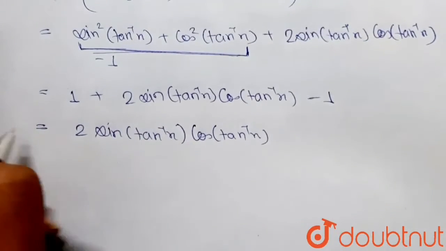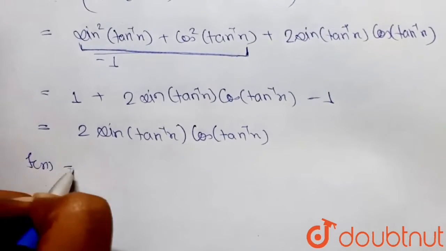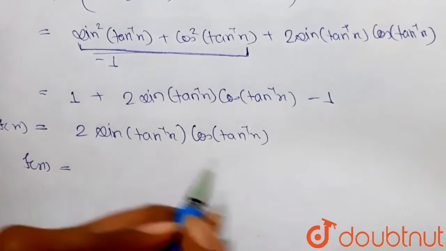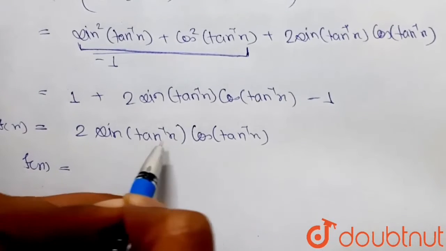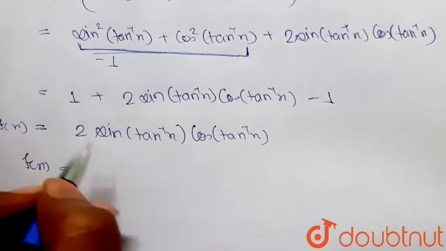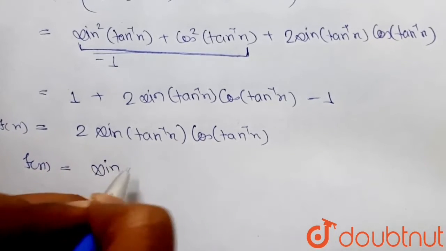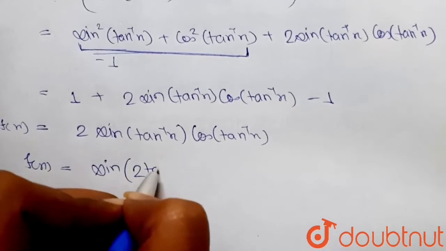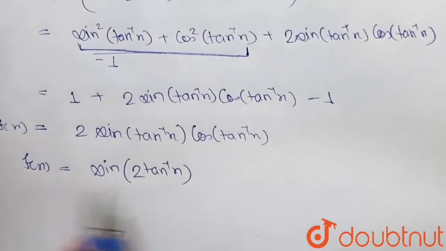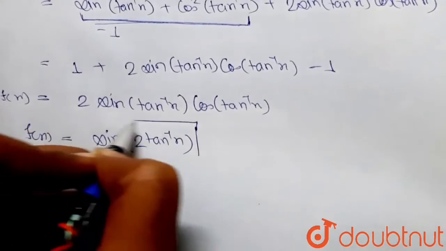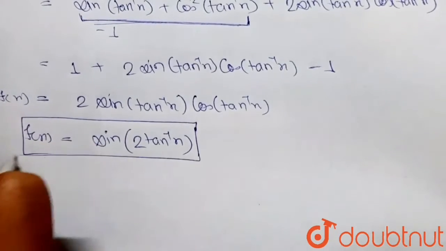Now I can write this thing as, this was basically f of x, right? So now this is basically 2 sine a into cos a, right? So I can write this 2 sine a into cos a as sine 2a, right? So this will become sine of 2a, that is tan inverse x, right? So we finally have our function f of x as sine of 2 tan inverse x, right?